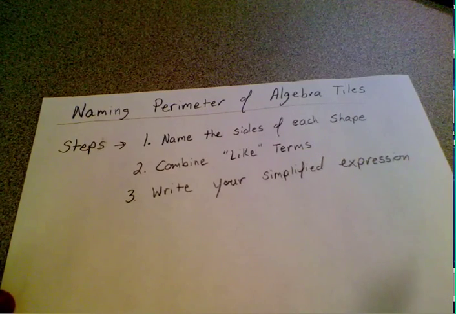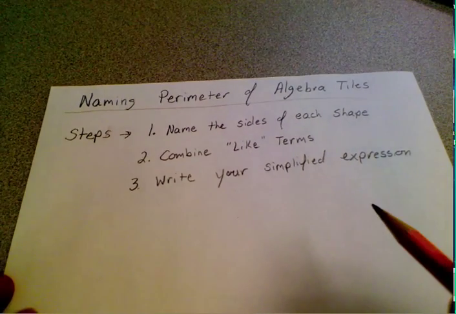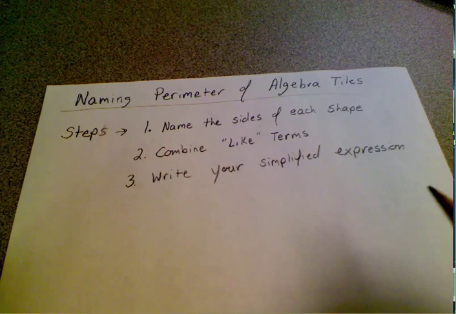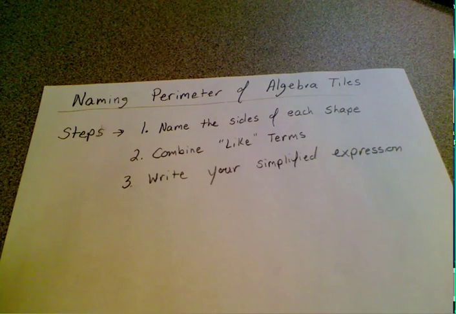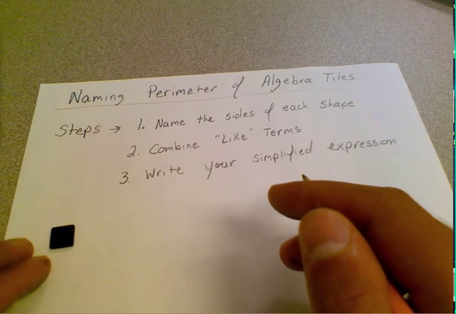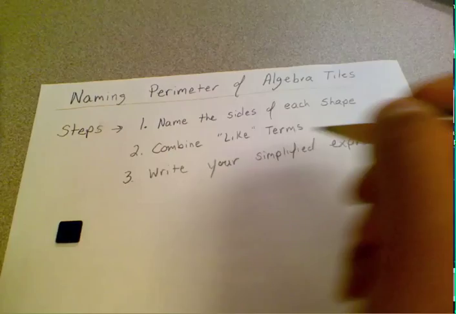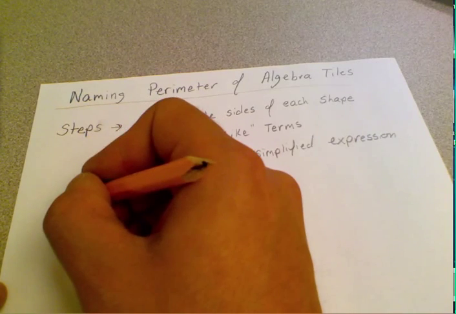Now moving on, we're going to name perimeter of algebra tiles, and here are the steps we want you to take. Name the sides of each shape, combine like terms, write your simplified expression. So we're going to talk about the tiles that we've been working with lately. Let's first start with our 1 tile. We know the area is 1, but now we want to find the perimeter, not the area. If I were to ask you what the perimeter of this was, let's go through the first step: name the sides of each shape.